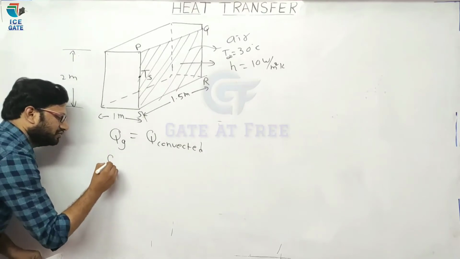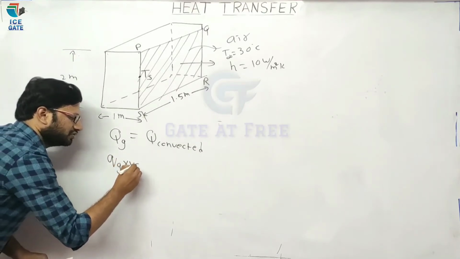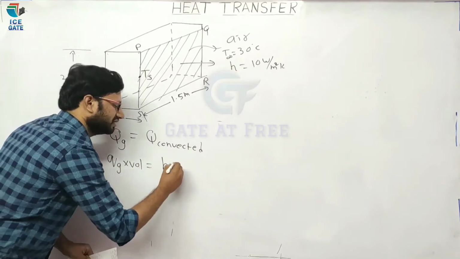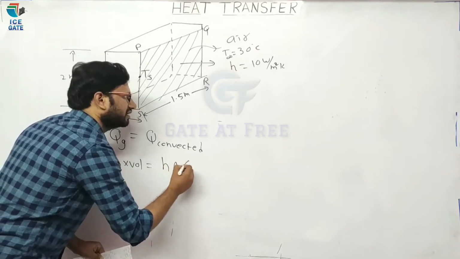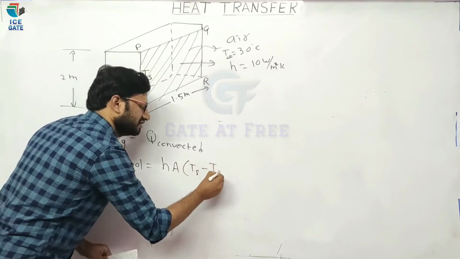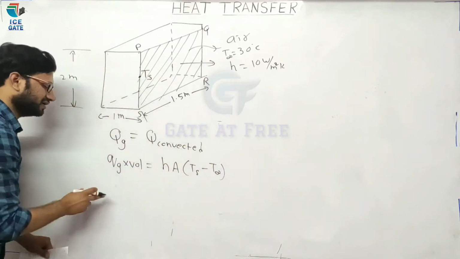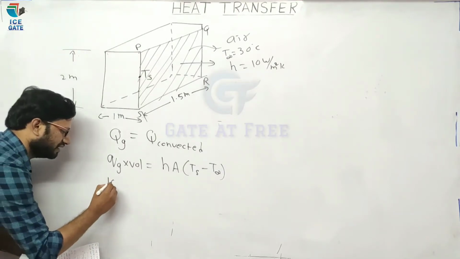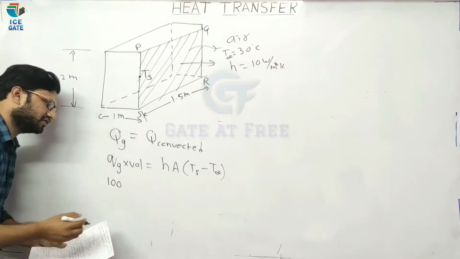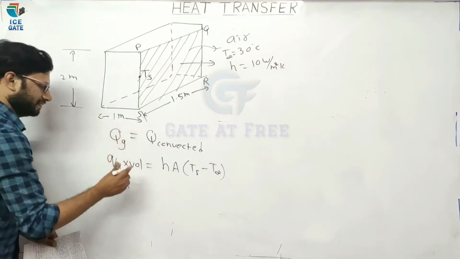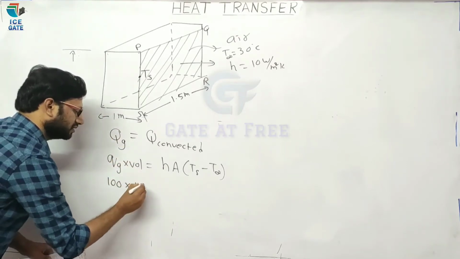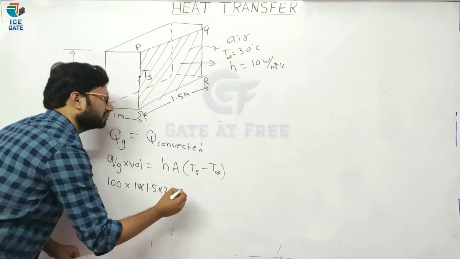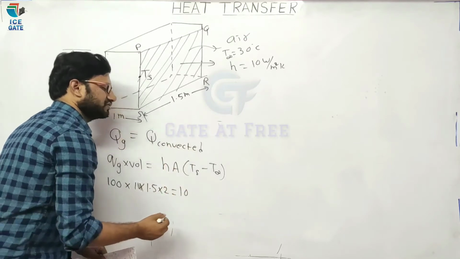Now, capital QG can be written as small qg into volume. And what is the convection formula? H area into delta T, that is Ts minus T infinity. See how simple it is. qg is given. The rate of heat generation is 100 watt per meter cube. Now what is the volume? 1 meter into 1.5 into height 2. H is given, 10 watt per meter square Kelvin.